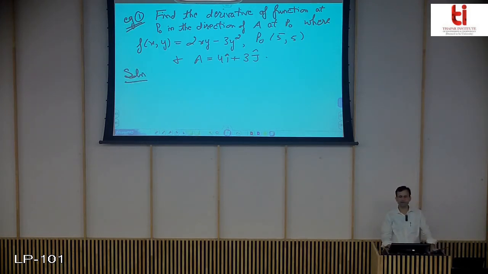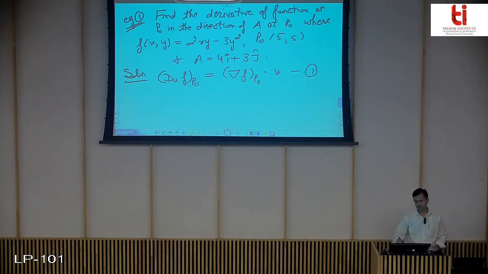The function is given, the point is given, and vector A is also given, where you can find the rate of change of f, the directional derivative of f. So the directional derivative of f in the direction of unit vector u at point P naught is denoted by this notation, and it is the scalar product or dot product of the gradient and the unit vector. Yes, here it is. So now first you need to find the gradient of f.